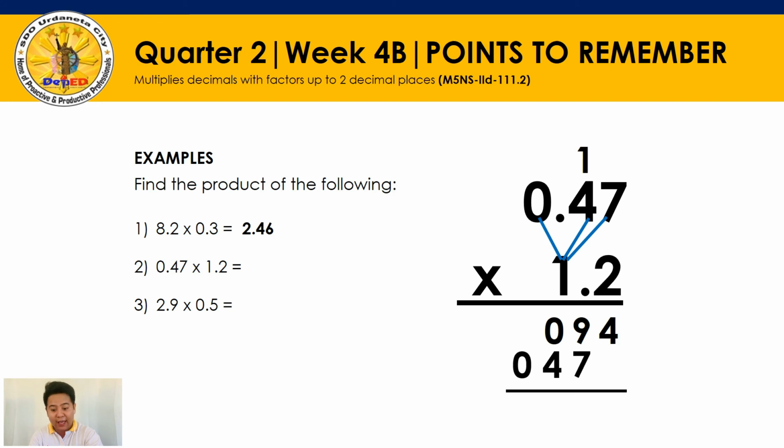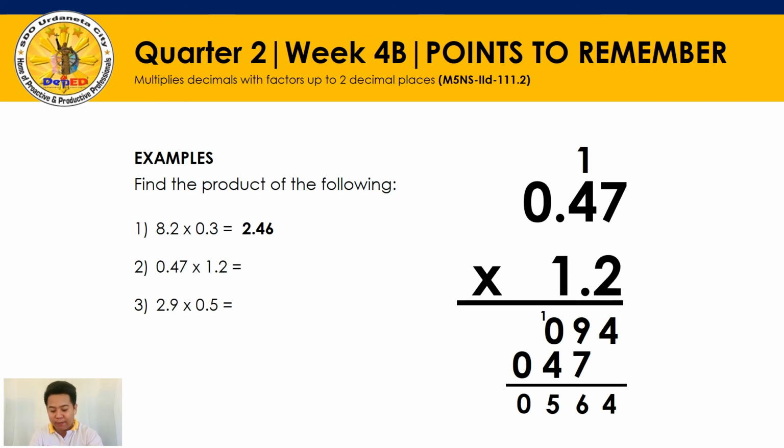Okay, let's add. We bring down 4, and 9 plus 7 equals 16. Write number 6 and regroup number 1. So 1 plus 4 equals 5. Then bring down 0. Then the answer is 0564.